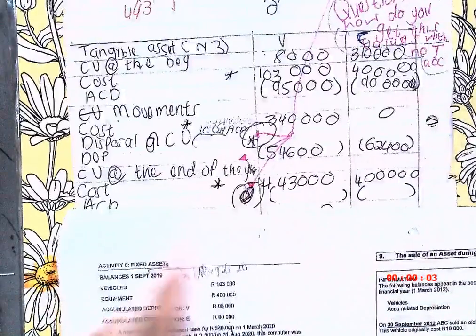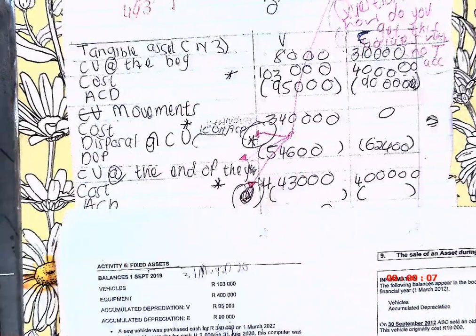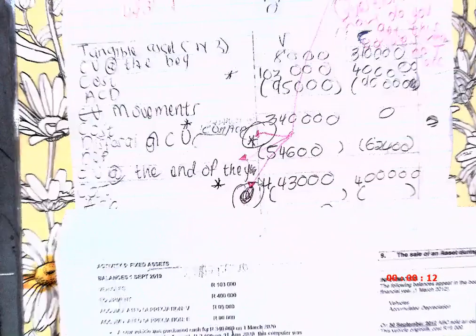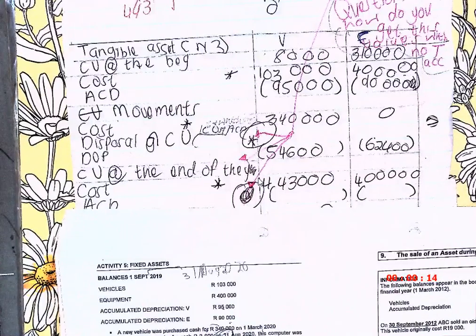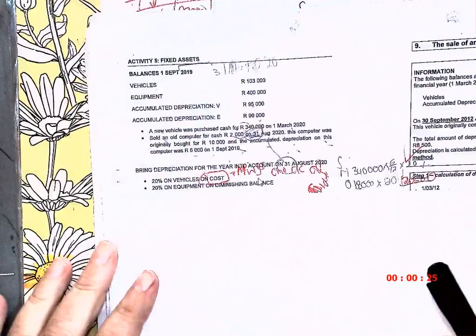Here is to get the asset disposal's carry value, that 54. But I did switch it on. Okay, so we are at question 5, activity 5. We're going to look at the asset disposal carry value.